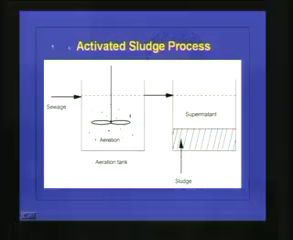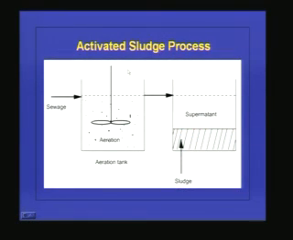Now, we will come back to our activated sludge process. This is the most commonly used biological process for domestic wastewater treatment. So, here what is happening? The wastewater is coming, and we are aerating the wastewater.